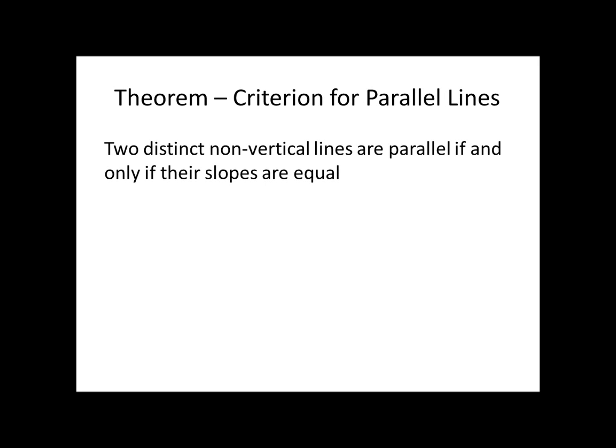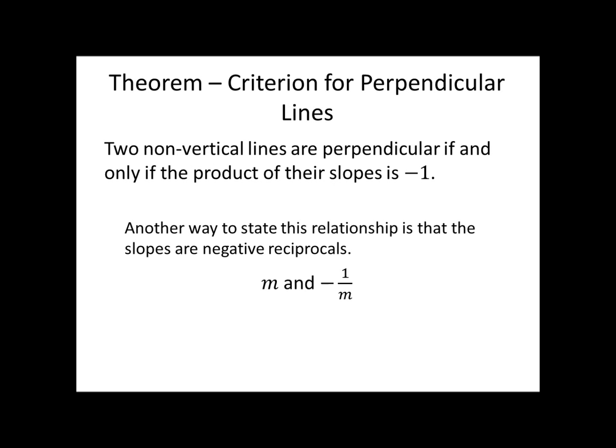In order for 2 lines to be parallel, their slopes have to be equal. If 2 lines have equal slopes, then they're parallel. In order for lines to be perpendicular, that is, cross at a right angle, their slopes have to be negative reciprocals, or when we multiply their slopes we get a -1.